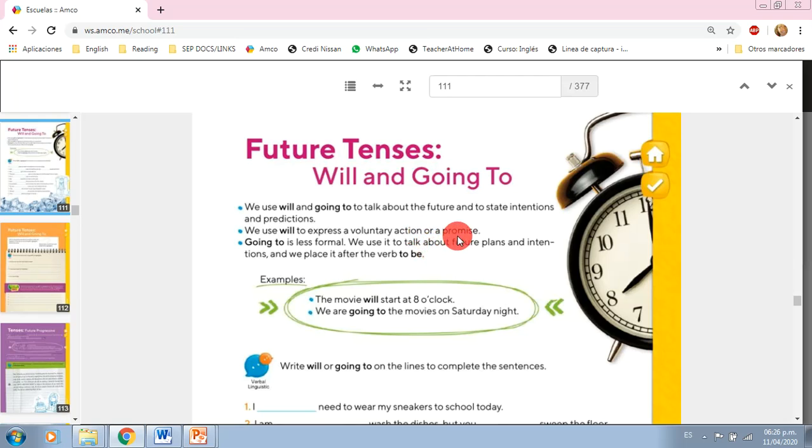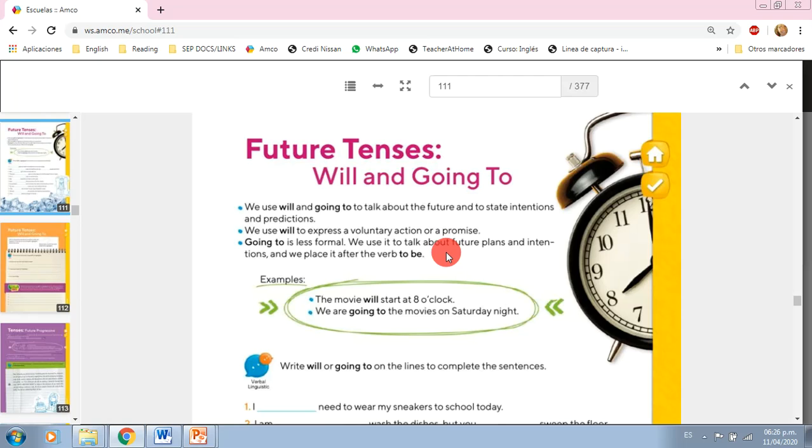A promise, when somebody is asking, for example, the teacher, me, I am asking you to study for your exams, and you say, yes, teacher, we will study for your exams. So that is like a promise. Going to is less formal. We use it to talk about future plans and intentions. Future plans is like dates, when you have a date or when you have an appointment, when you have to go to see the doctor.